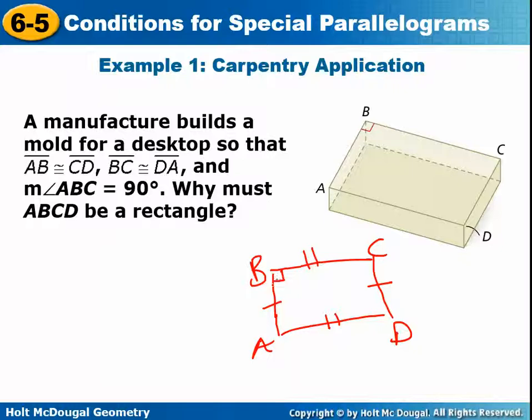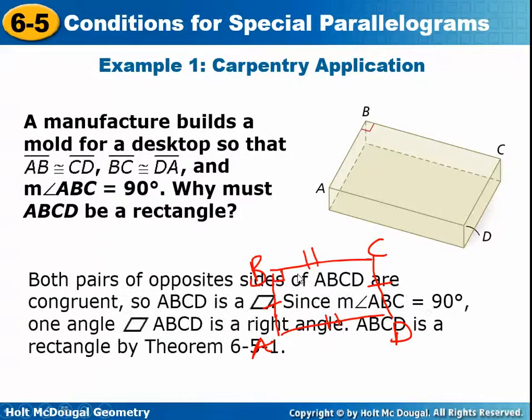Also, we are given that angle B is a right angle. So by the two different theorems here, one from section 3 and then one from this section, we know it's a parallelogram, and then we know that it's a right angle, so therefore by theorem 6-5-1 we know that this is a rectangle.